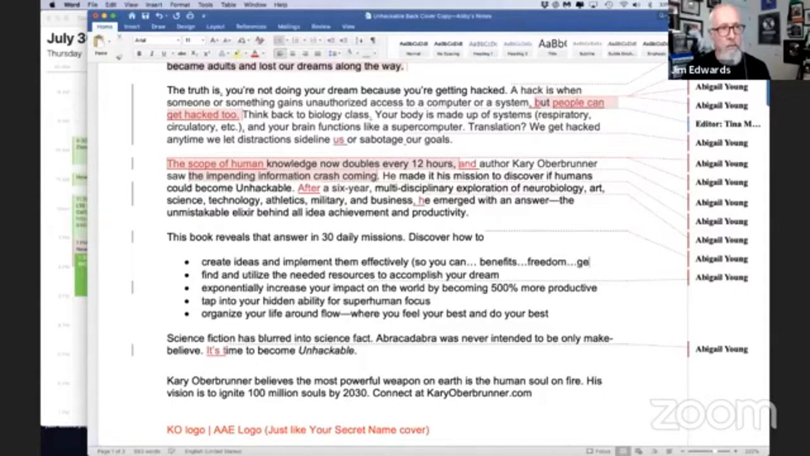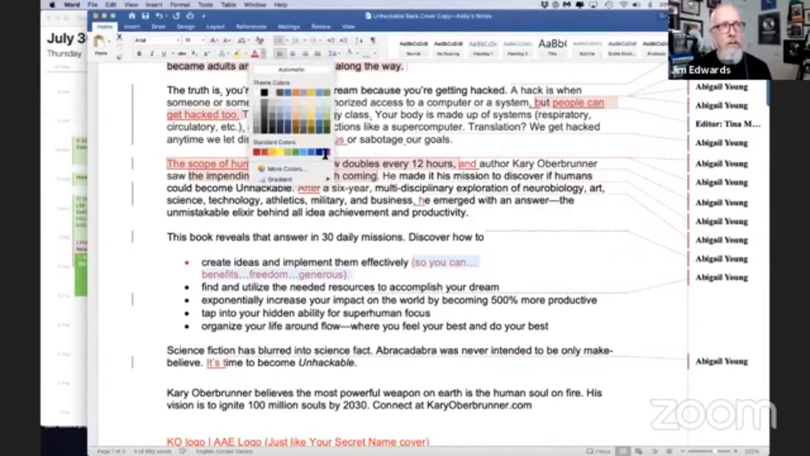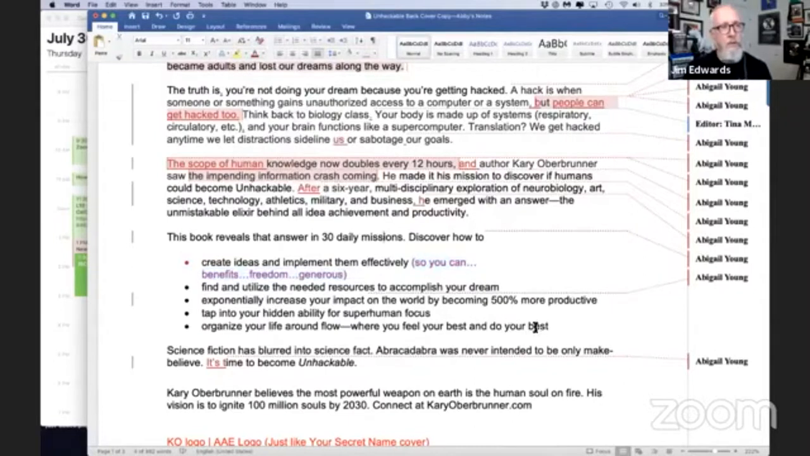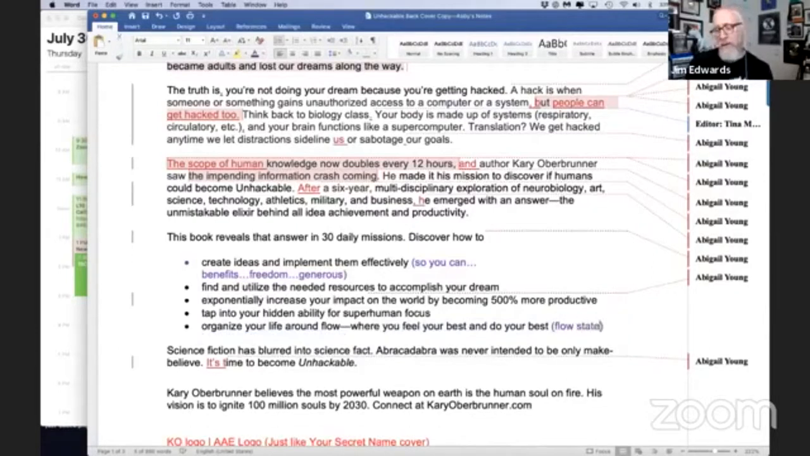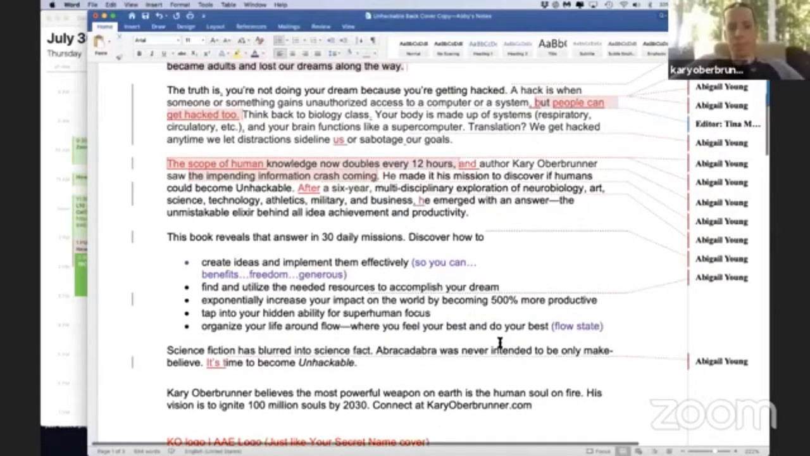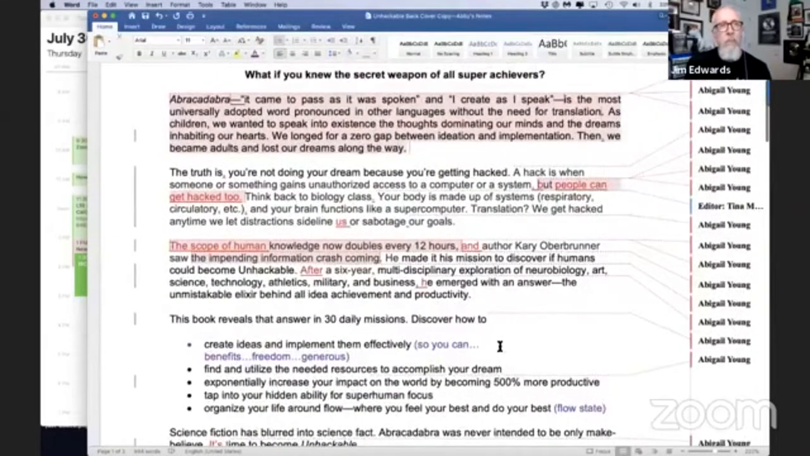Organize your life around flow, where you feel your best and do your best. I would try and have that be how to instantly get into a flow state where you feel your best and do your best in business, with your family, and any other area, something like that. You got to do that. But all that stuff at the top, that ain't motivating anybody. That's like the foreword in a boring book.